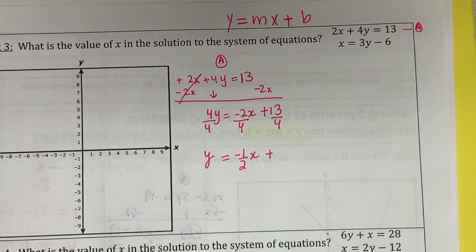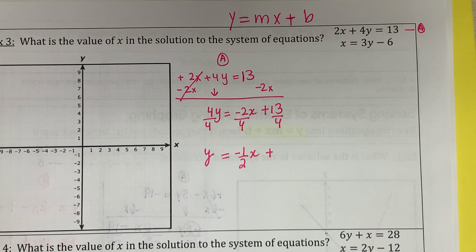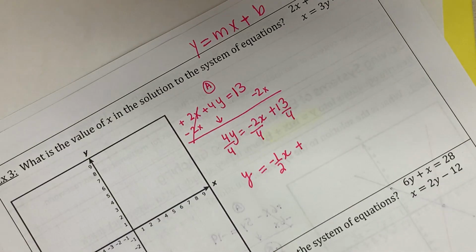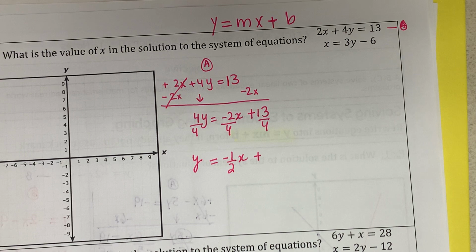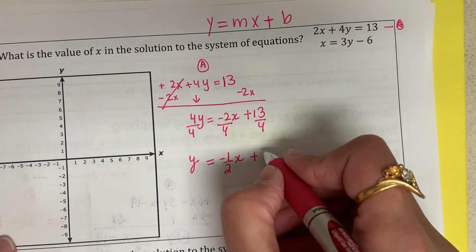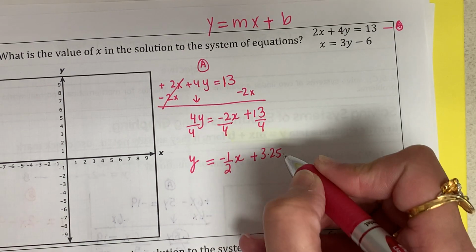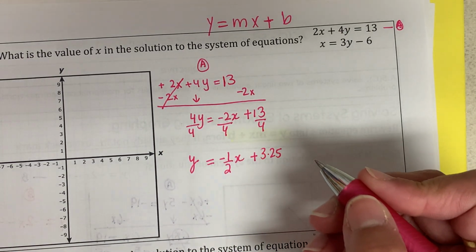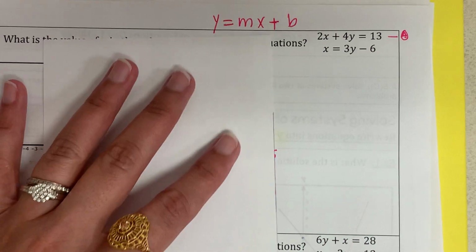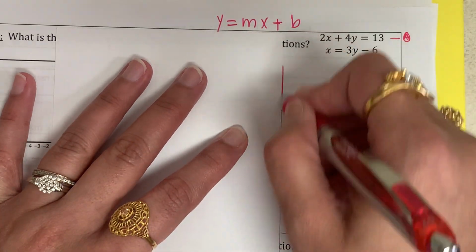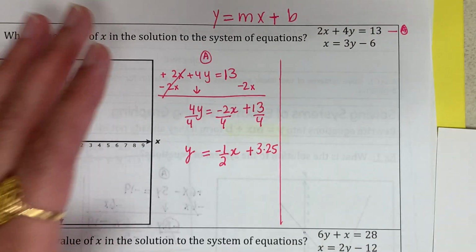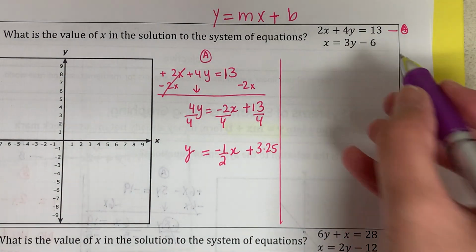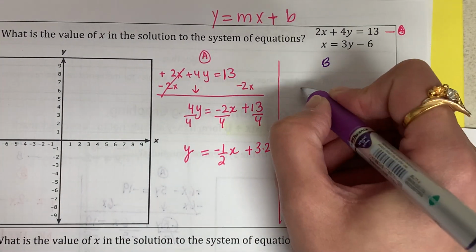You can get the decimal value from the calculator. It's 3.25. So A is done. I'm gonna fix the B.